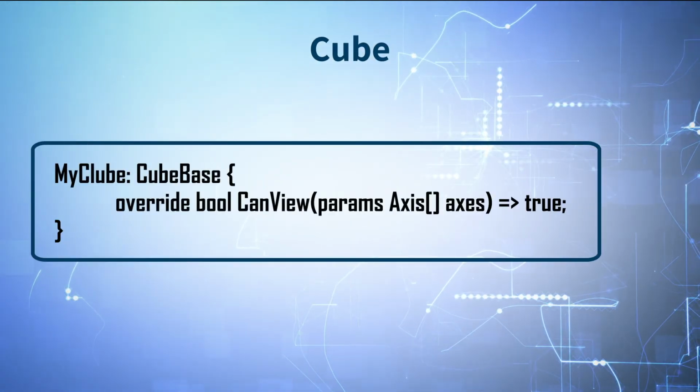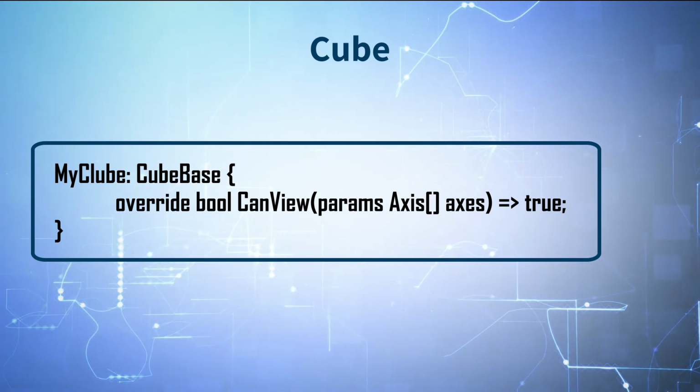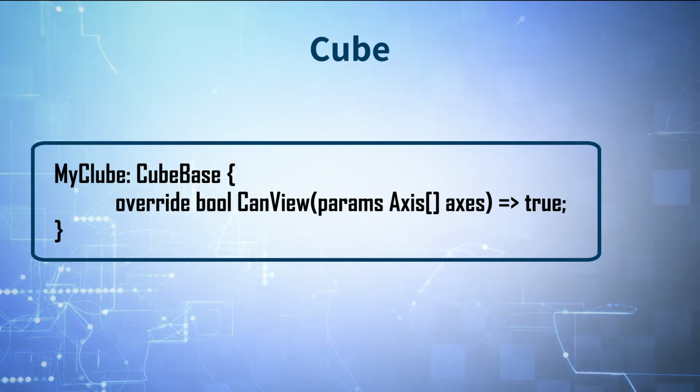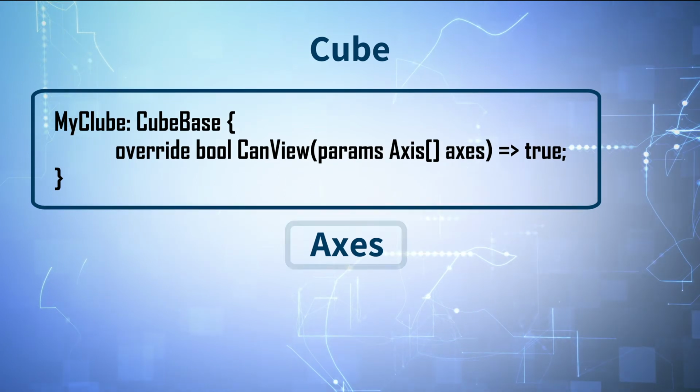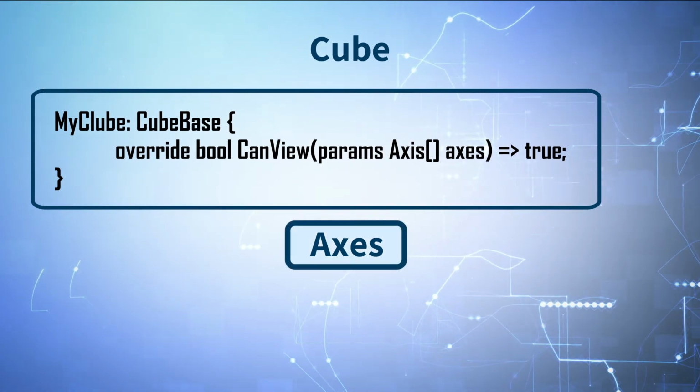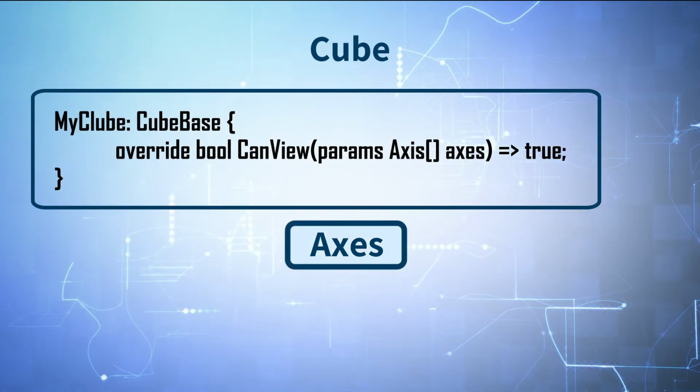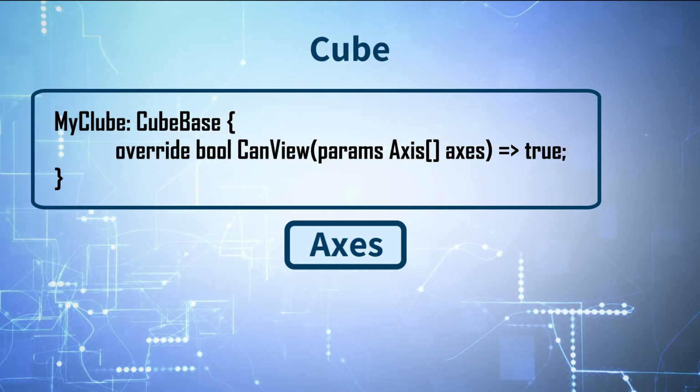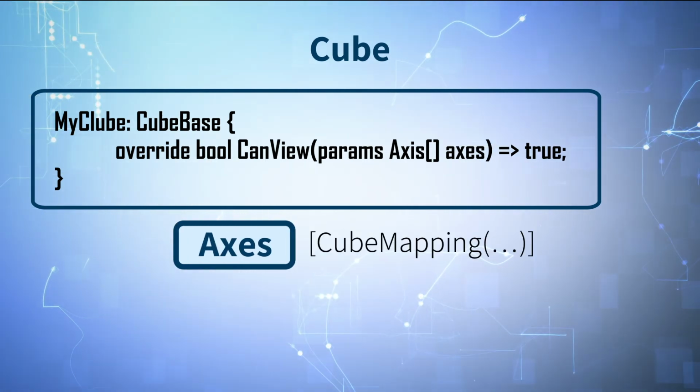Once we have created a cube, we need to specify which columns the cube will manage. These are called access. Each access is mapped to a source, such as accounts or years. Form models map to cube access using the cube mapping attribute.